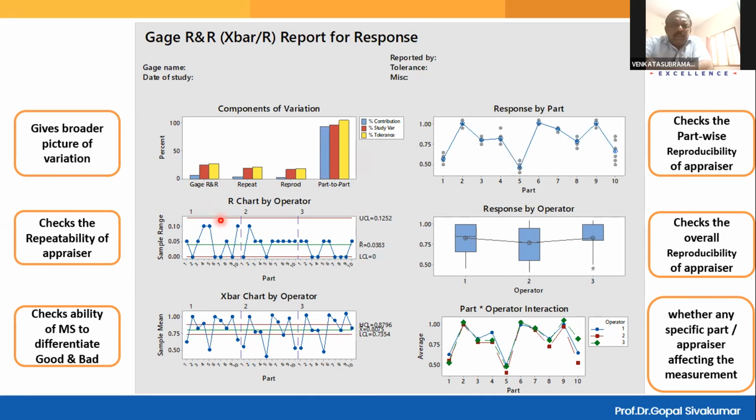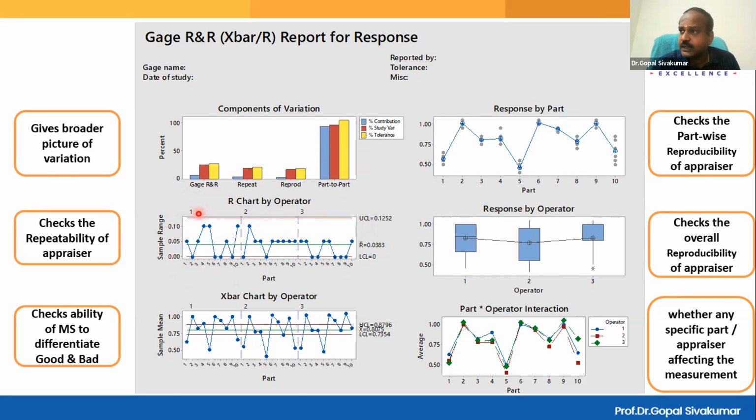Sir, one clarification. With this chart, how can we identify whether this is from operator 1, 2, or 3? Here it is written: the first part of the graph is from operator 1, this is from operator 2, this is for operator 3. Operator 1 measured all 10 parts, each 3 times. There are 30 readings which came exclusively from operator 1. Use those 30 readings and plot it here.